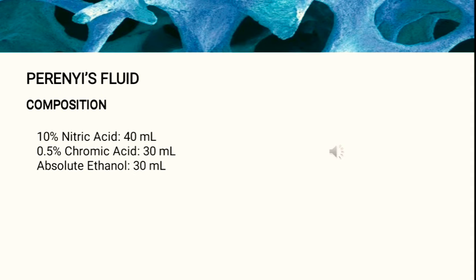Let's proceed to Perenyi's fluid. In order to prepare your Perenyi's fluid, you need 40 ml of a 10% nitric acid, 30 ml of 0.5% chromic acid, and 30 ml of absolute ethanol.